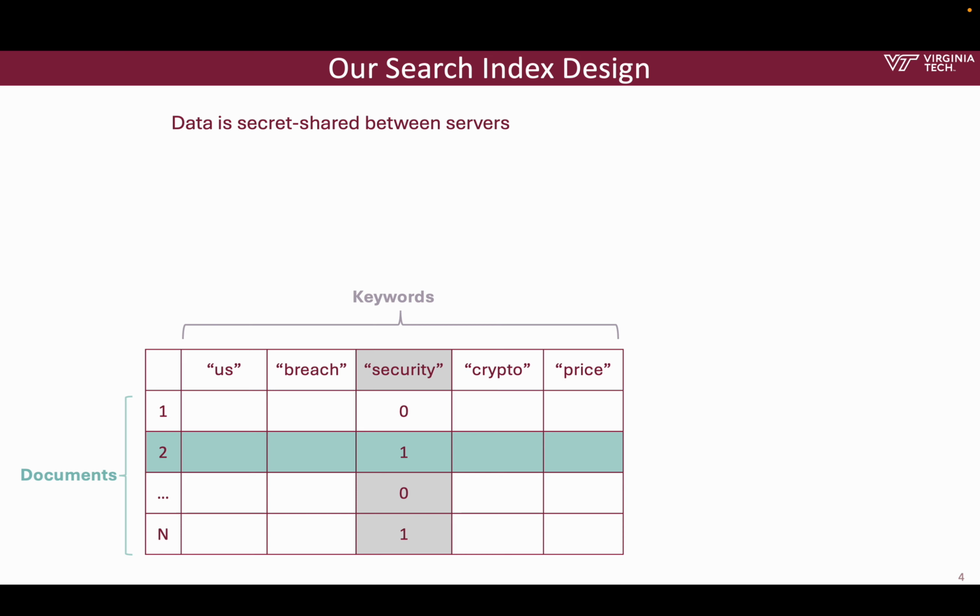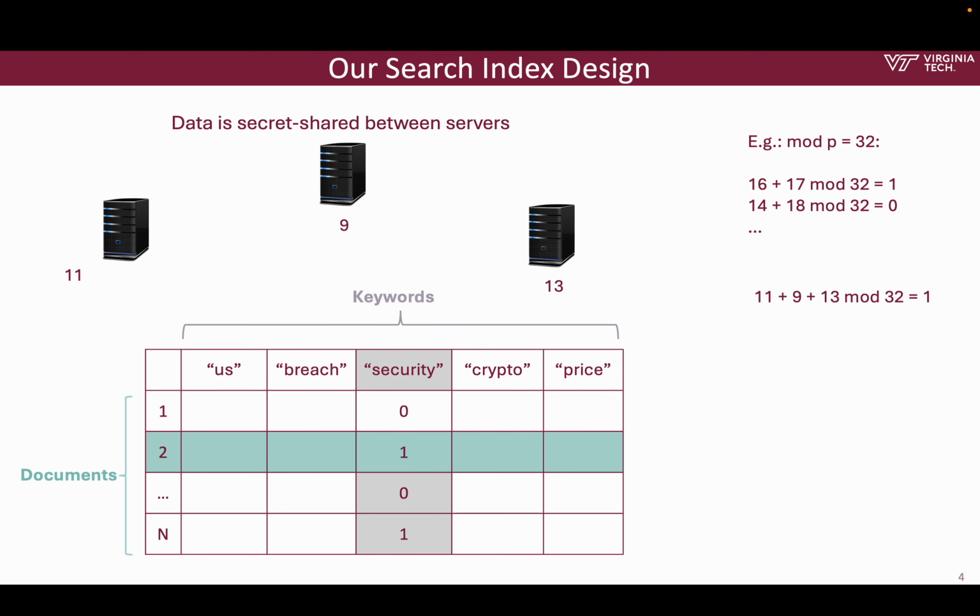To protect the confidentiality of the search index, the user will create additive secret shares of the table and upload them to the servers. For example, suppose that values are modulo p equals 32. Then, for a value of 1, the user will create random secret shares of 1, such as 16 plus 17 equals 33, which is 1 mod 32, and each server only stores one secret share of it, and similarly for the case of 3 servers. So we just need one of the servers to be honest, and then the confidentiality of the search index is still protected.